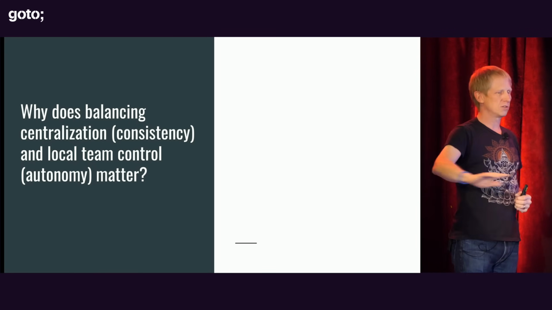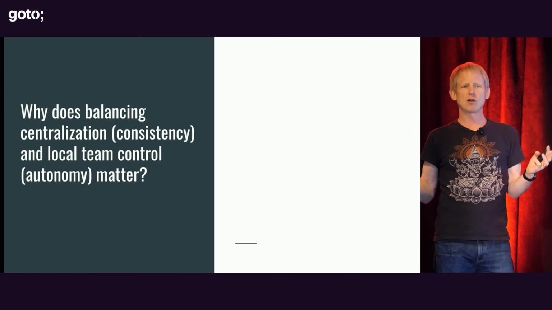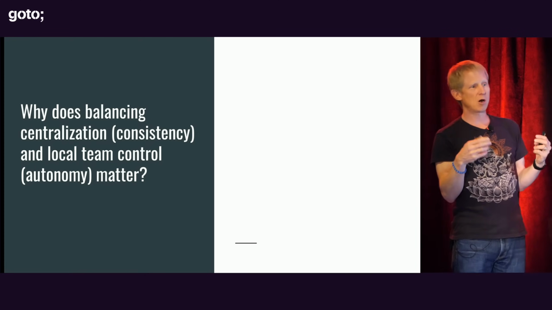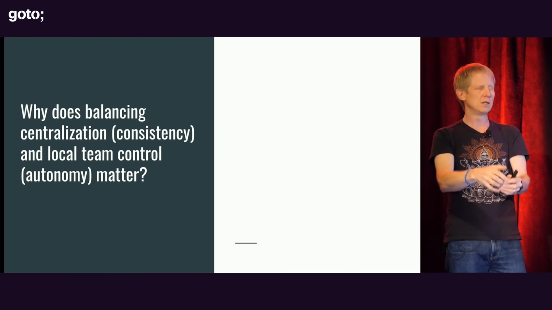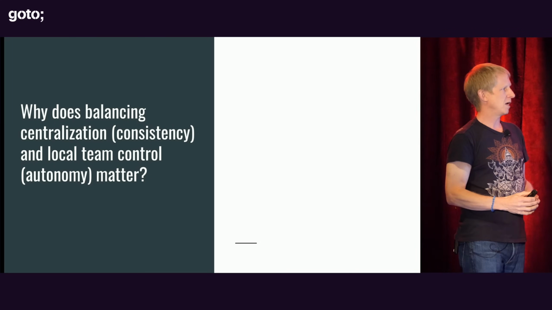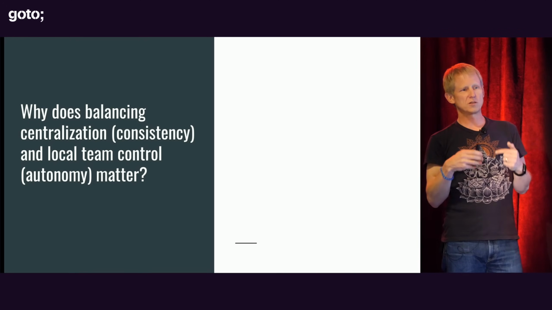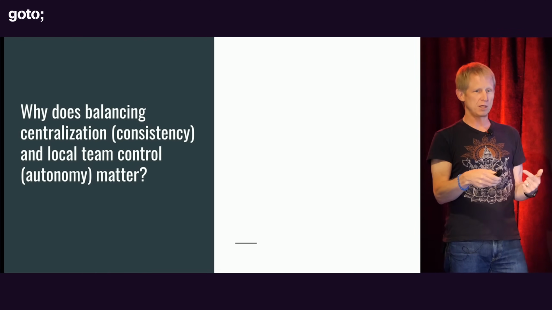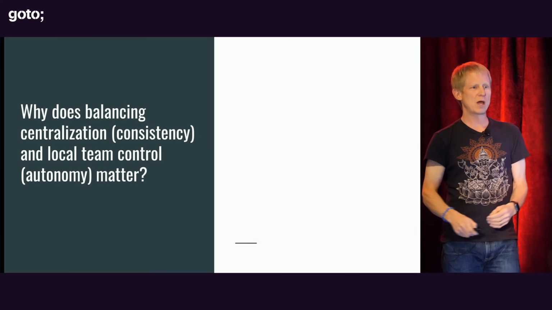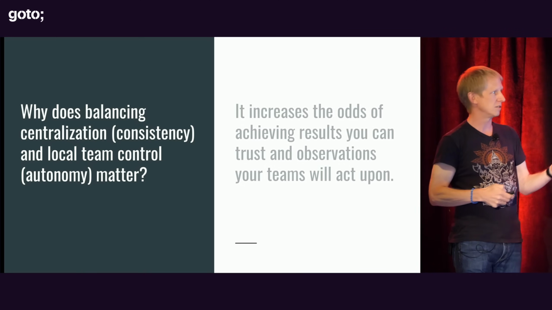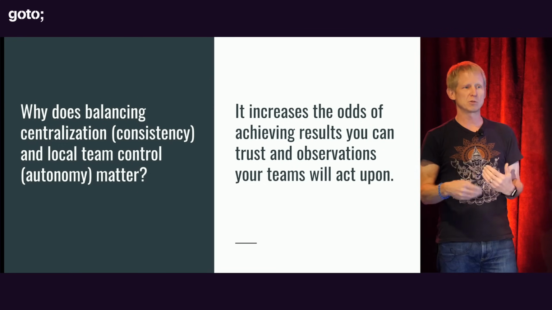And then there's the issue of centralization, which can help you achieve consistency. There's probably still a center of excellence in many of your companies. Part of the idea there was, how do I make sure I have some really smart people who make sure we do this right? Well, what LinkedIn found was you actually have to have a centralized tool with centralized algorithms and repeatability, and then equip people to run with it on their own. So it increases the odds of achieving results you can trust, and observations the teams will actually take seriously.